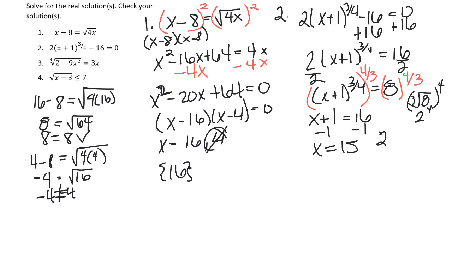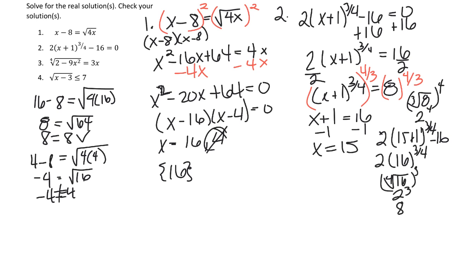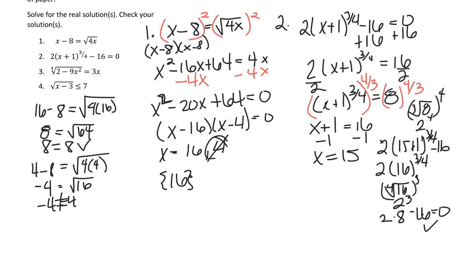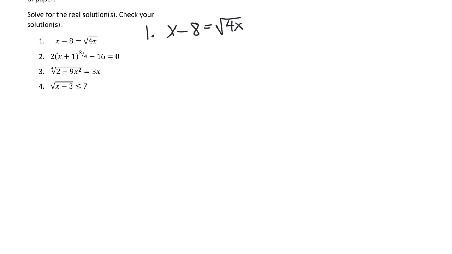We get 2 times 15 plus 1 to the 3/4 power minus 16. Is this going to equal 0? So that's 2 times 16 to the 3/4, which is the 4th root of 16 cubed, which is 2 cubed, which is 8 times 2 minus 16 equals 0, and that checks. Let's move this stuff up out of the way. I'm going to clear it off so I can have space for the next problem.